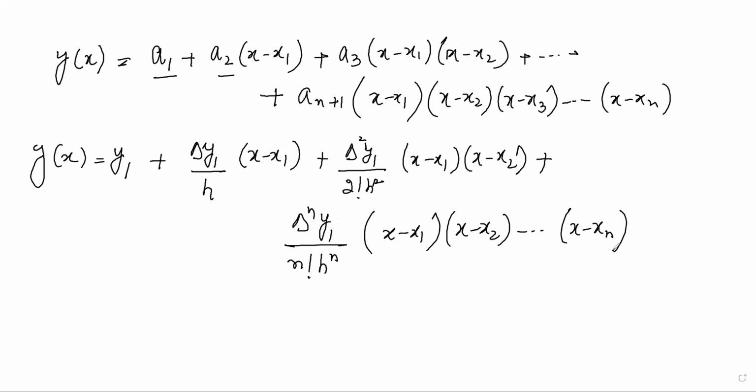Fine. Now we have (x minus x1) by h, (x minus x1) by 2h. So what we'll do, we'll make an assumption. Let (x minus x1) divided by h be equal to u. Okay. Therefore x minus x1 becomes equal to u times h.